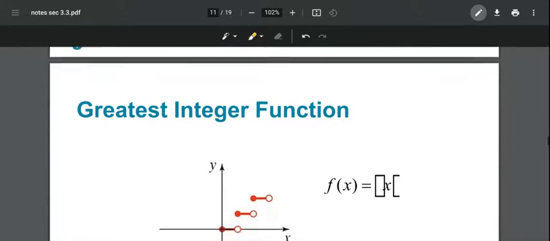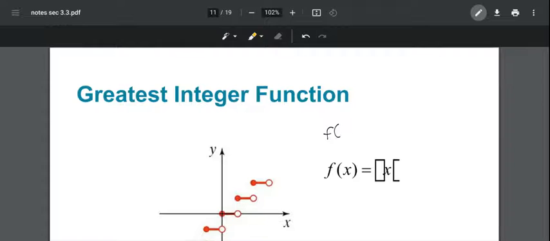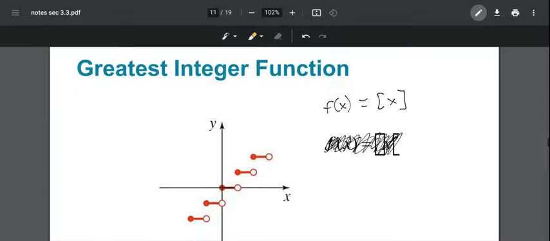Reciprocal function. Greatest integer function, for some reason it copied wrong. The greatest integer function looks like that. Some textbooks use a double bracket. It depends on the textbook. Again, don't get confused with the absolute value function. I'll just erase that. So the greatest integer function, that means that x can be any real number. The output must be an integer. Okay, the greatest integer function.